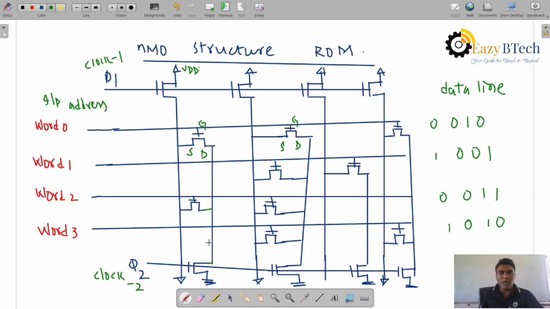So pi 1, pi 2 are the two phase clock signals. One is connected to the source of this transistor, and another one is connected to the drain of this transistor. So two clock signals, clock 1 and clock 2. And according to the word selection, the transistors are on. The data through this is connected to the ground potential. Right?